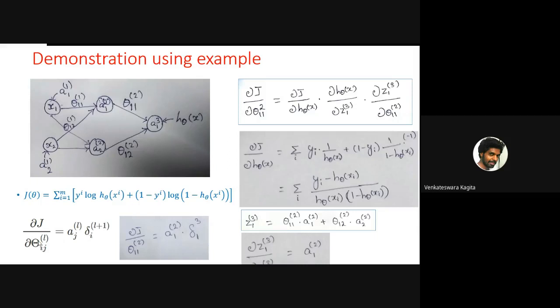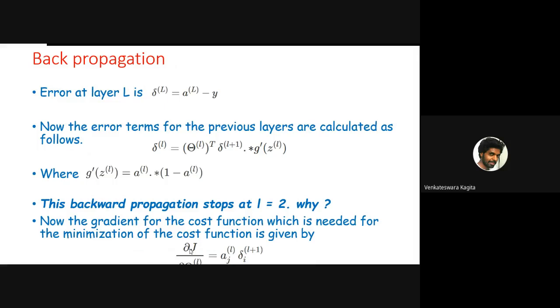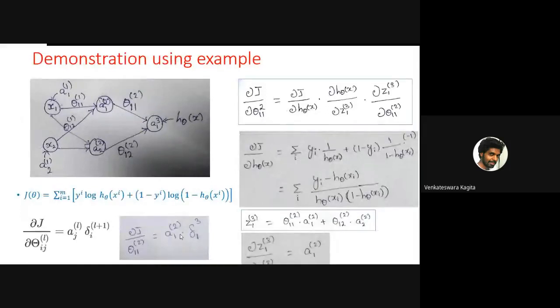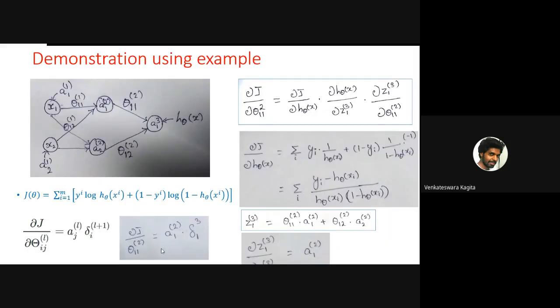Delta J over delta theta Lij equals Aij times delta i L plus 1. This is the equation that we have defined, if you remember. Here, delta J over delta theta ij equals Aj L times delta i L plus 1. That is what we have defined, right? If I substitute, I would get a12 times delta 13. The same thing I have got here also, isn't it? Delta 13 is equivalent to this, and a12 is equivalent to this.